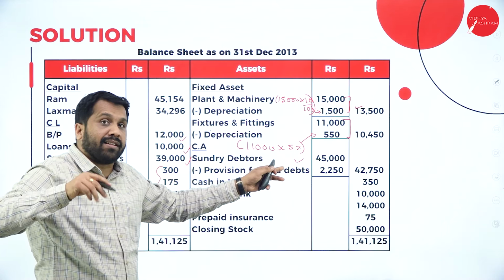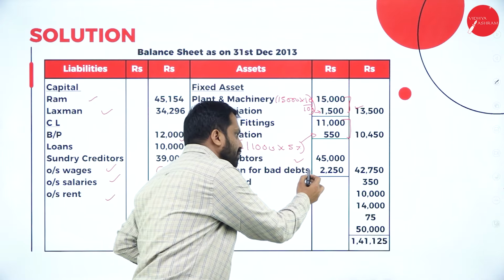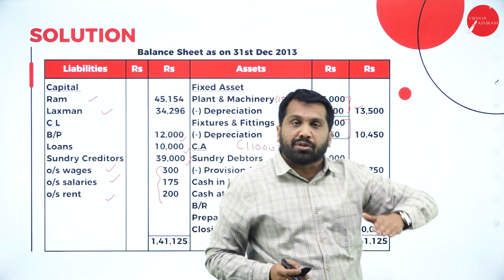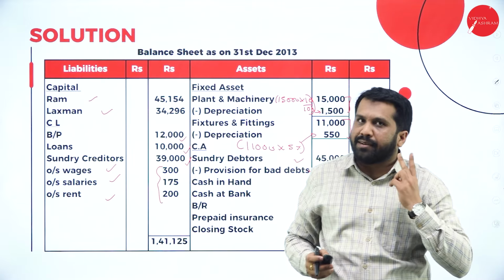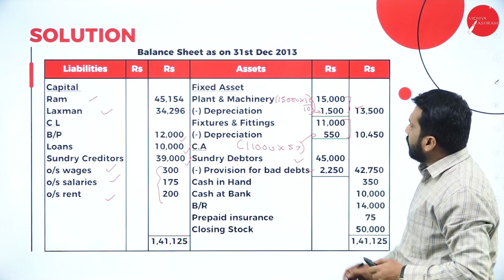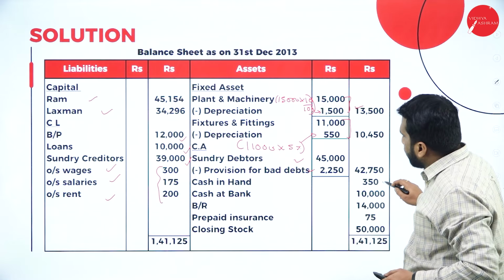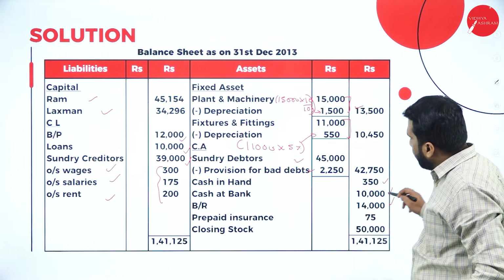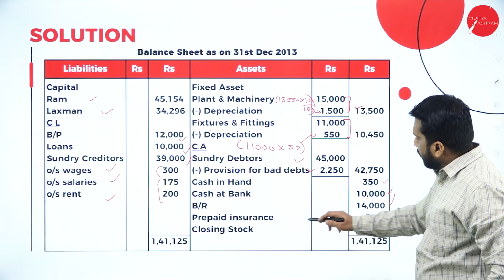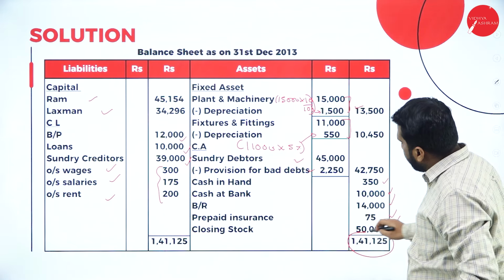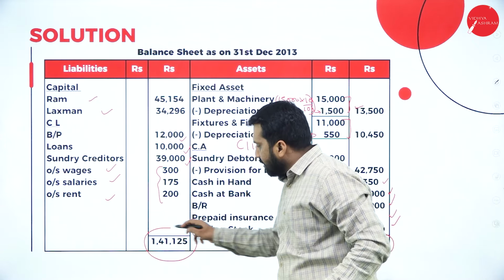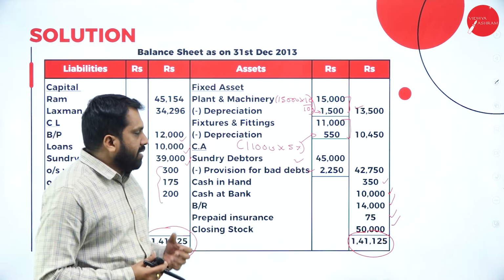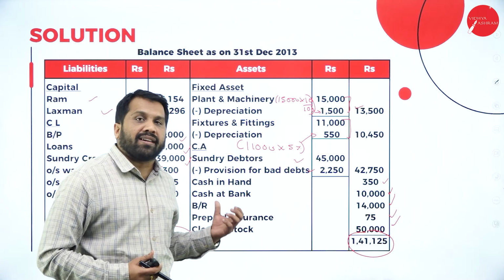Now, once you're done with plant and machinery as well as your furniture and fixture, the next one is debtors. 45,000, you already calculated 5% that you are supposed to minus. And one thing remember, whatever is given in adjustment always has a double effect. It will come two times. Next, cash in hand given in the question. Cash at bank 10,000. Bills receivable, prepaid insurance, your closing stock. Your total should match for assets as well as liabilities. Hope you are clear.